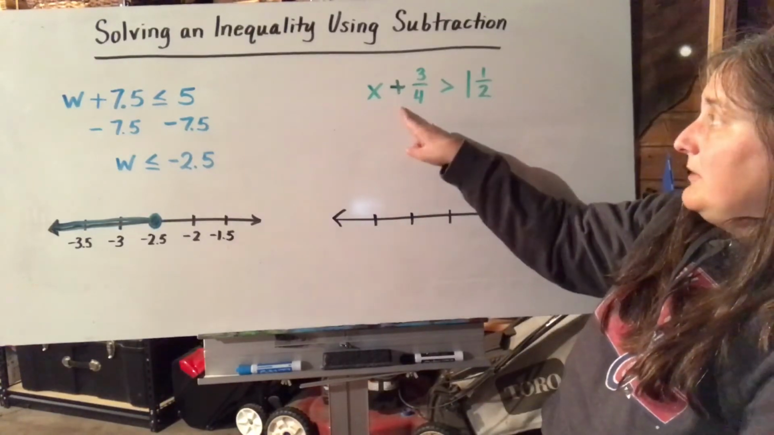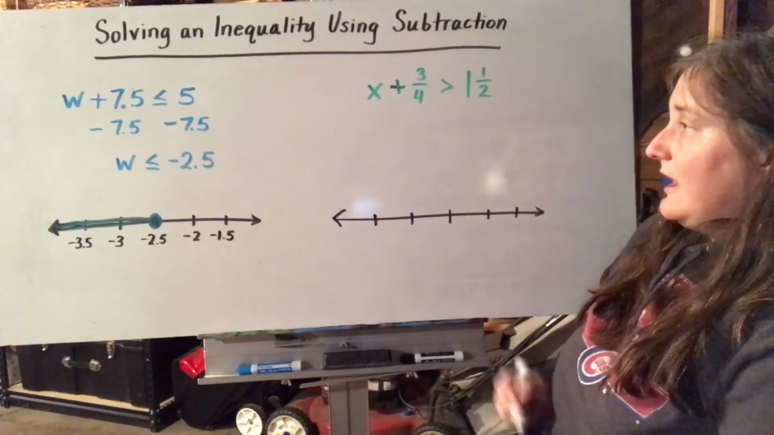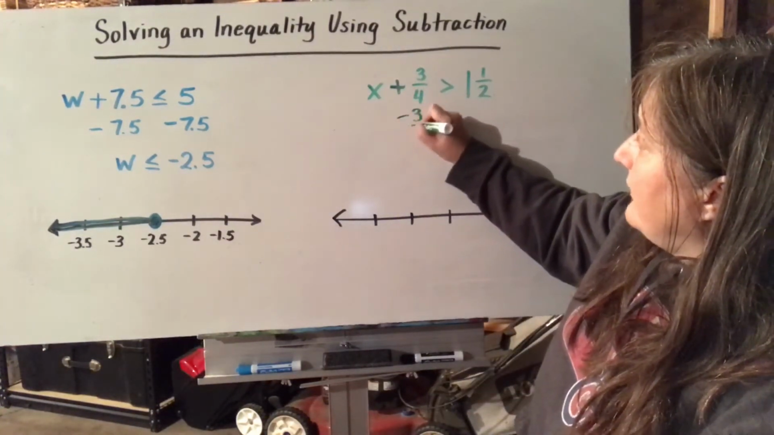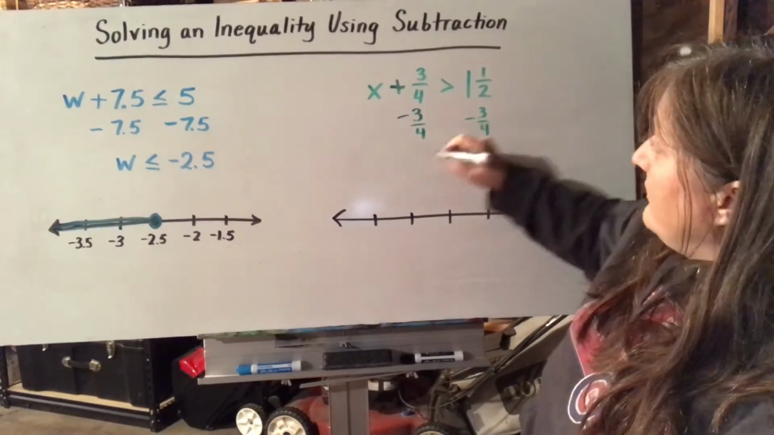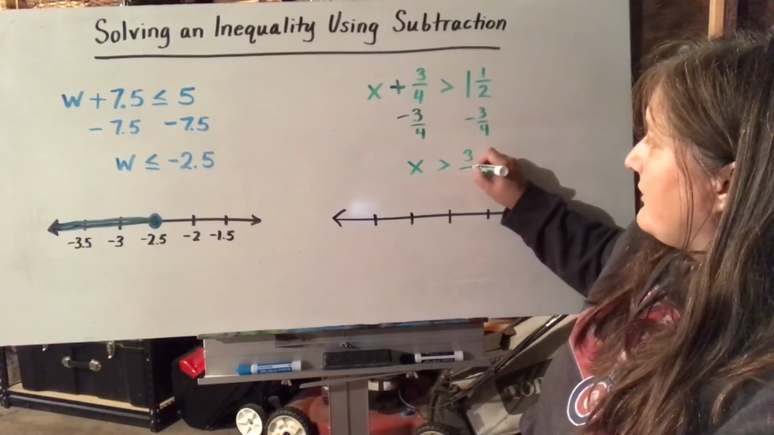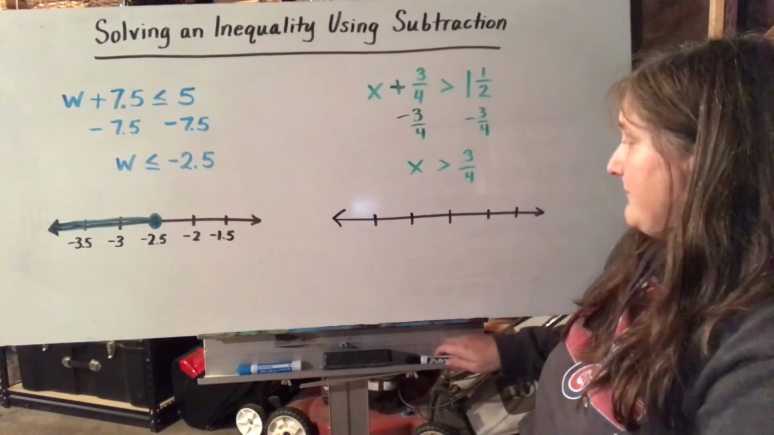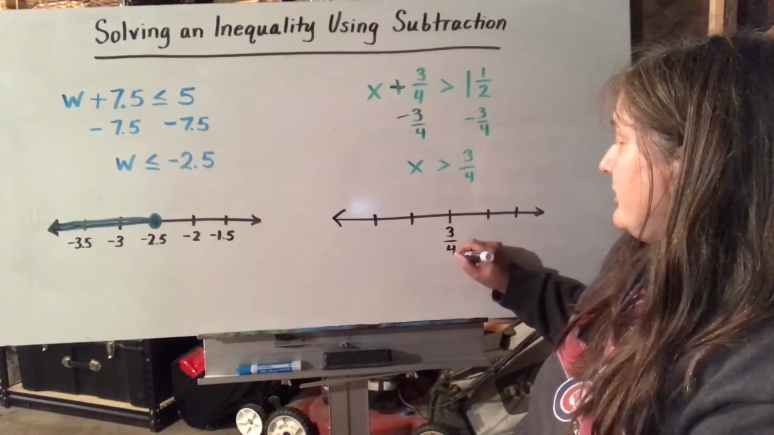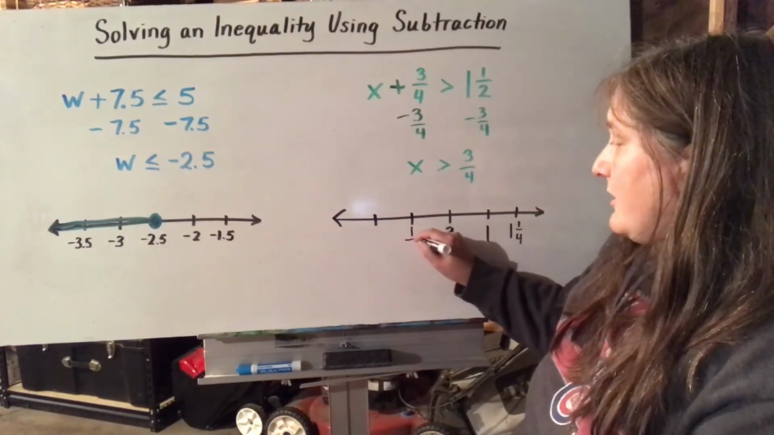Here I have x plus 3/4 is greater than 1.5. So to isolate my x, I'm going to take away 3/4 from both sides. This is going to leave me with x over here and positive 3/4 on the right. So I definitely want to have 3/4 on my number line. And I'm going to include a few things that are larger than 3/4 and a few things that are smaller than 3/4.